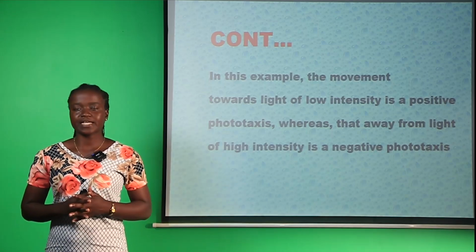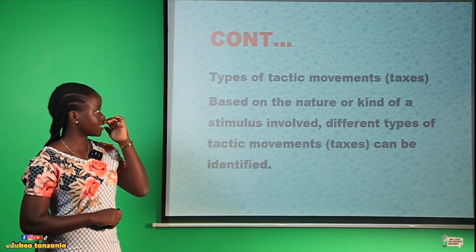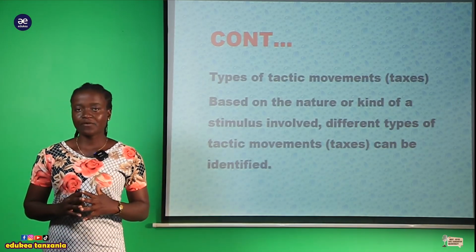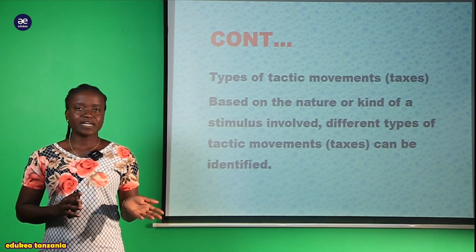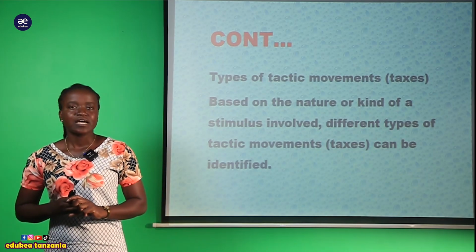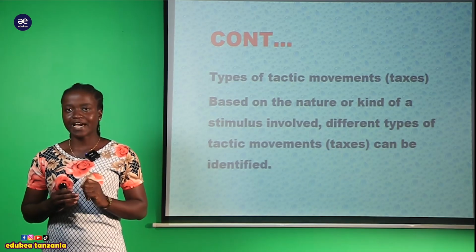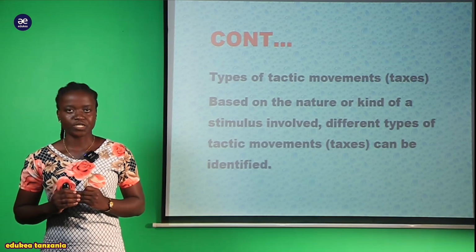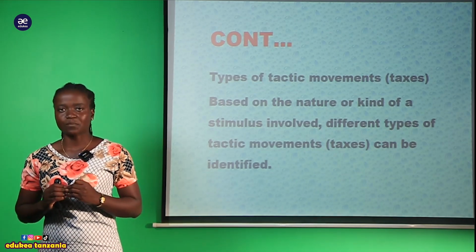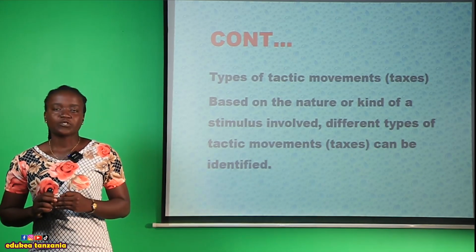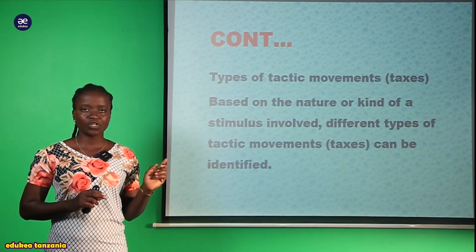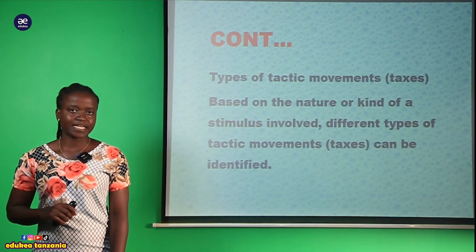Proceed looking on the type C of the tactic movement. Remember, we are discussing coordination in a plant. We have said that in the coordination in a plant, it exhibits only 3 kinds of coordination, or any 3 kinds of movement. That is tactic movement, nastic movement, and the tropic movement. We start looking on the tactic movement.